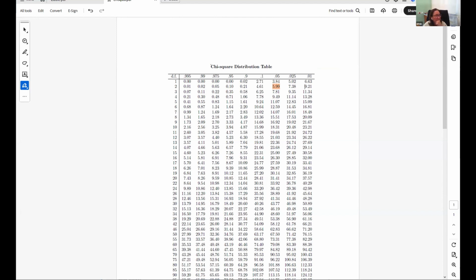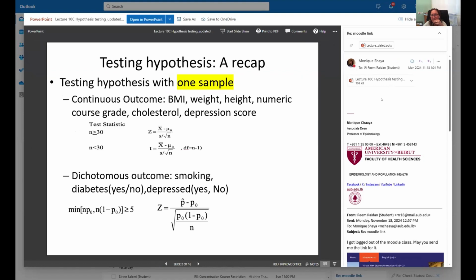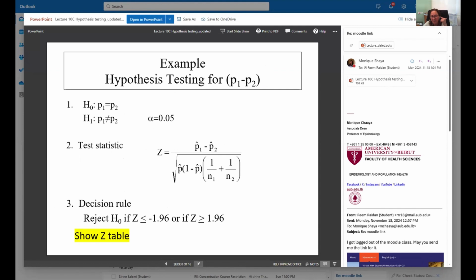But I'm going to try one last try to get the PowerPoint. Do you see it? Okay. At least this one will have all the signs, which is nice, and the one that you will have on Moodle will have all the signs. Okay.